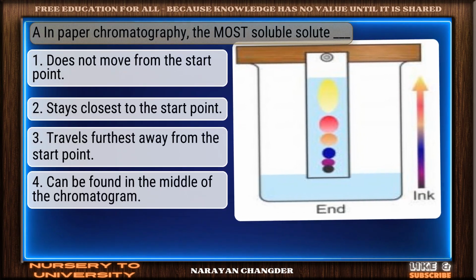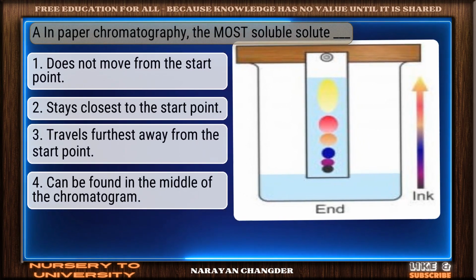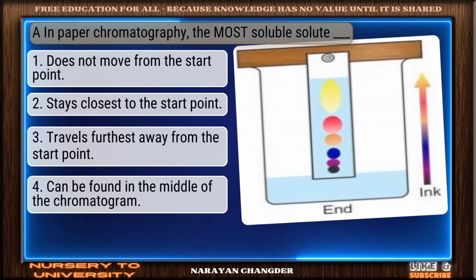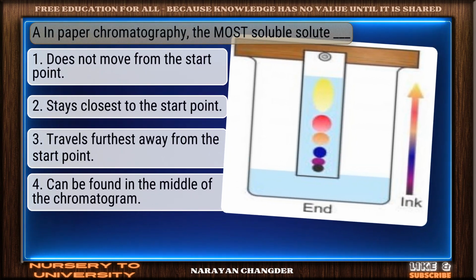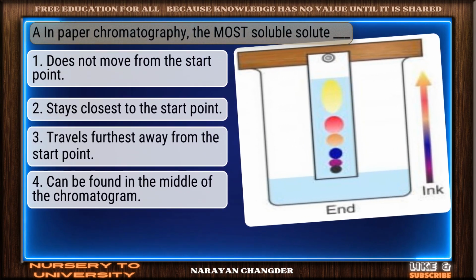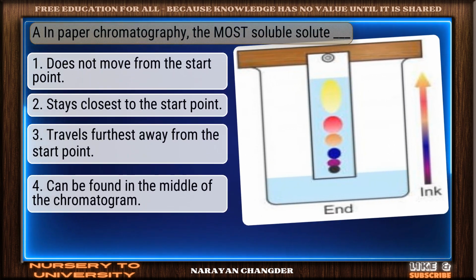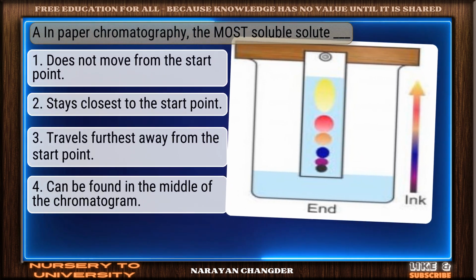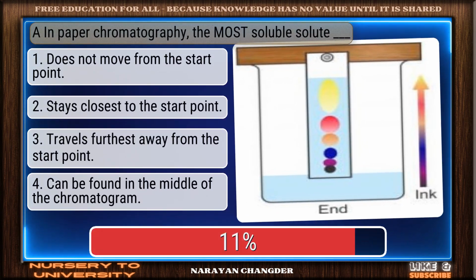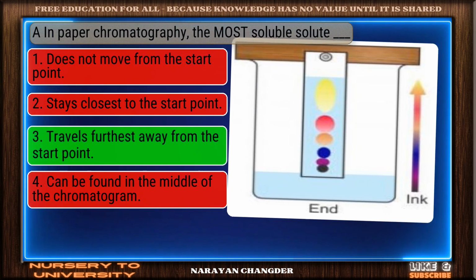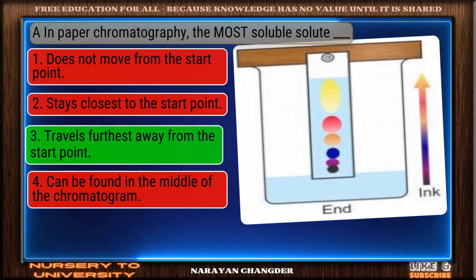In paper chromatography, the most soluble solute: Option 1, does not move from the start point. Option 2, stays closest to the start point. Option 3, travels furthest away from the start point. Option 4, can be found in the middle of the chromatogram. That's it, travels furthest away from the start point.